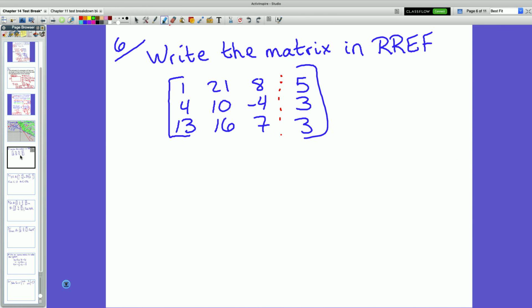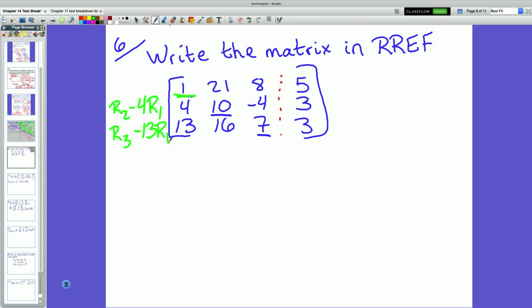Number 6 says, write the matrix in RREF, or row reduced echelon form, meaning that we want 1s all along this diagonal, and then we want everything else on that left-hand side to be 0s. So, first goal, we have a 1 here. Yay! So now we've got to get rid of the other 2 leading terms. So we're going to take row 2 minus 4 row 1, and row 3 minus 13 row 1. Woof, that's going to be a lot.